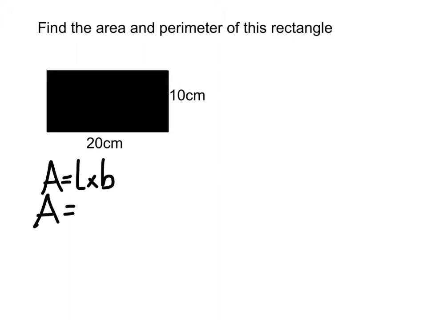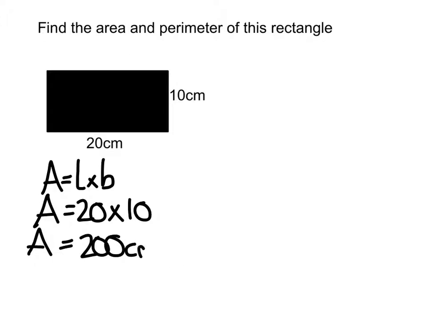Second line, always for an area question, we just substitute the numbers in. So the length is 20 and the breadth is 10, and then we just do the multiplying. So 20 times 10 is 200, and the units, because it's area, is centimetres squared. Remember, all area units are squared.